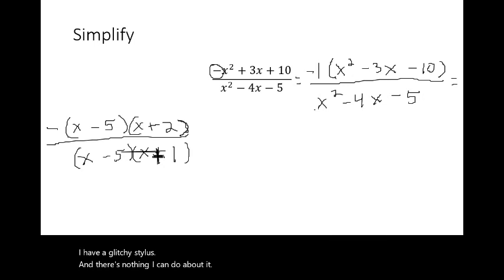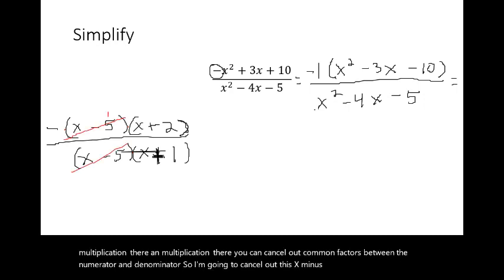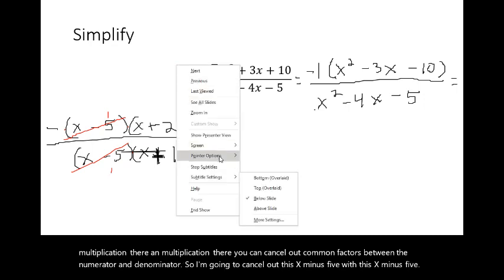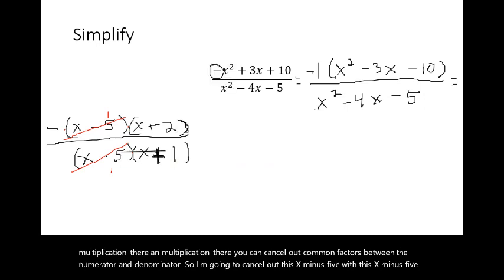Anyways, so now that there's all multiplication here, remember there's technically multiplication there, and multiplication there, you can cancel out common factors between the numerator and denominator. So I'm going to cancel out this x minus 5 with this x minus 5. So then let's multiply what's left over.